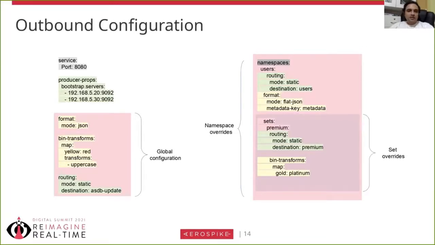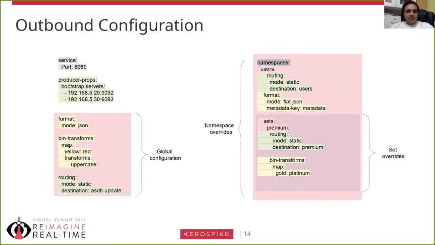In this particular case, if we look at the left side, we have configured all messages that arrive at the connector to be formatted as JSON messages. We apply simple declarative bin transformations. The outbound connectors currently support declarative and simple transformations applied to bin names. What you could control is the mapping between Aerospike bin names and the outbound format's field names. In this case, we are changing a field called yellow to a field called red. And we also transform the bin names to uppercase before routing them out.